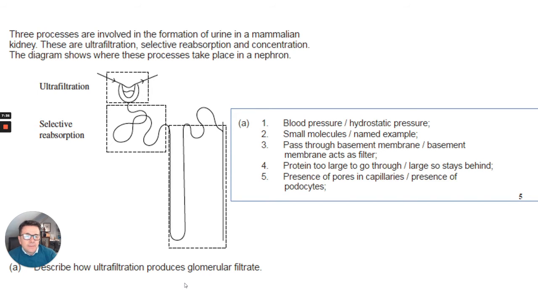So if the blood is under high blood pressure or hydrostatic pressure, small molecules, and I'll probably name some of them, pass through the basement membrane first, and then they will need to pass through the capillaries. You need to mention the presence of pores or podocytes, and then what can't get through are proteins, because they're too large to go through.